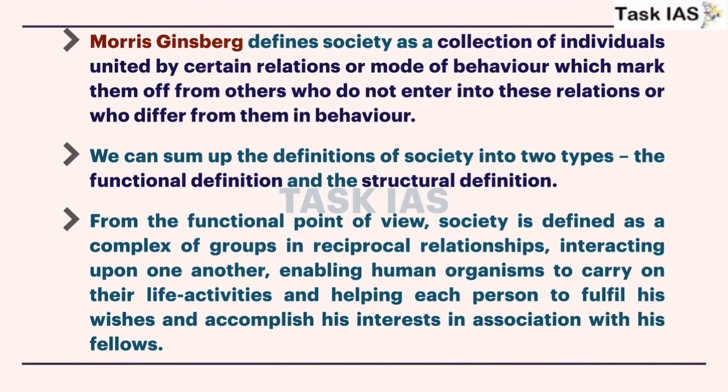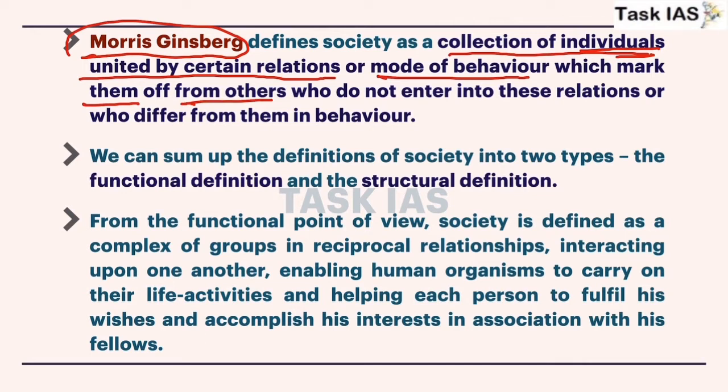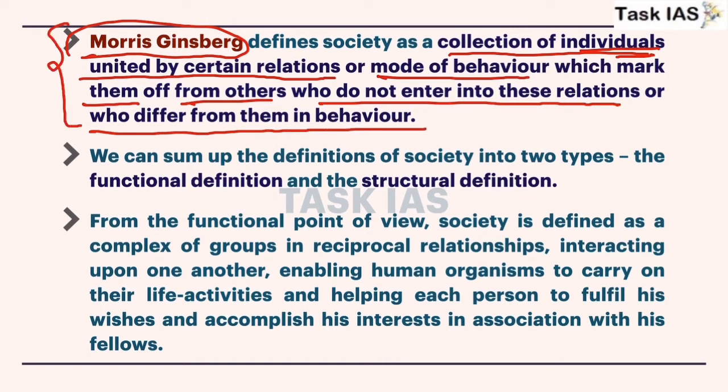Now Maurice Ginsberg defines society as a collection of individuals united by certain relations, or mode of behavior, which mark them off from others who do not enter into these relations or who differ from them in behavior. That means these individuals have some common idea which binds them together, and this behavior is not observed in other members who are not part of this society. So we notice that members of a society have some commonality which is not found in others.